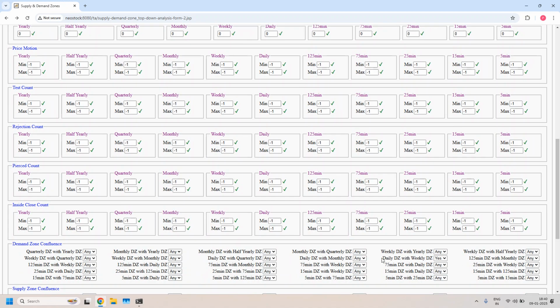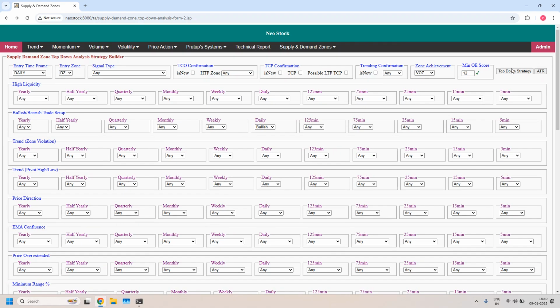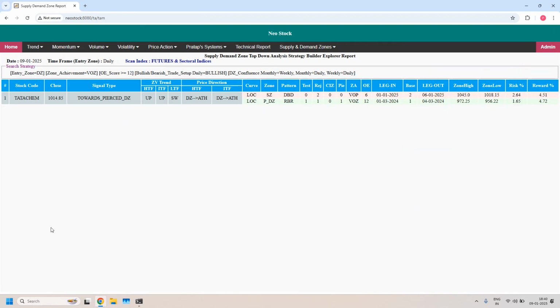The first filter we already set, that is LTF, ITF. Next, daily with monthly demand zone confluence. And the third one, weekly with monthly demand zone confluence. With all the 3 filters, we got 1 stock, and this is a pierced demand zone.